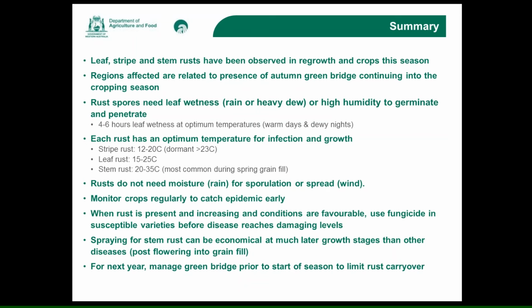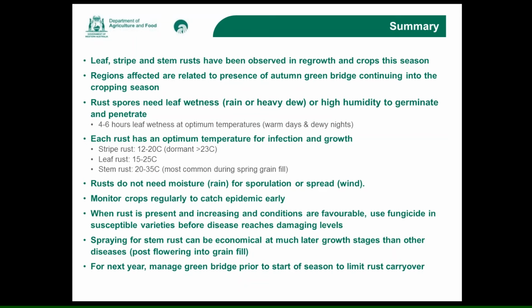Leaf rust I would consider to be the all-rounder of the team. It has a temperature optimum from 15 to 25 degrees, which is pretty much all of our winter and spring. And so we can see leaf rust bubbling along at a low level in a lot of crops during the winter, and then as the spring starts to warm, that's when it really can take off and multiply, particularly in those susceptible varieties.